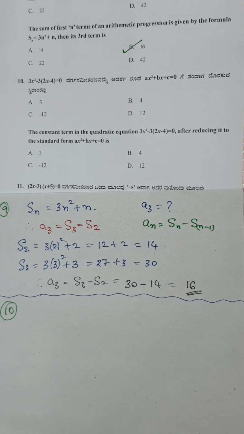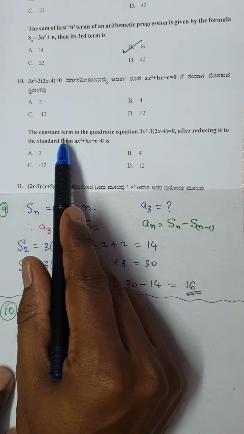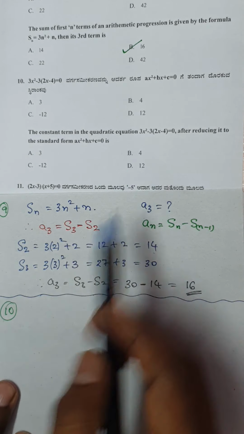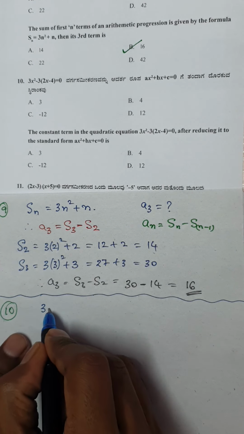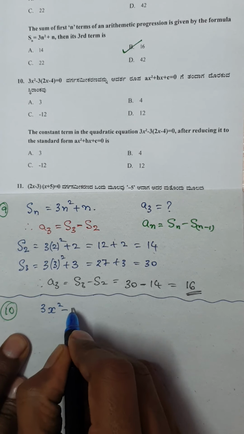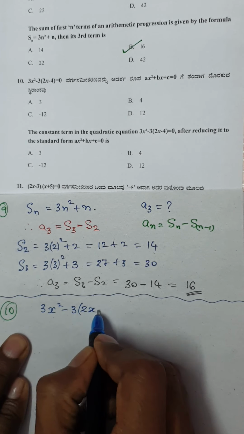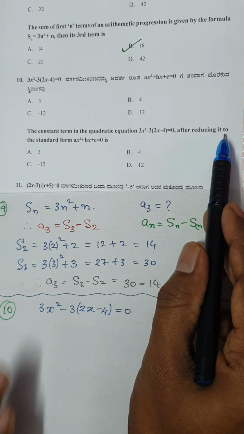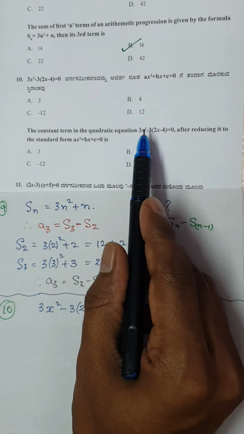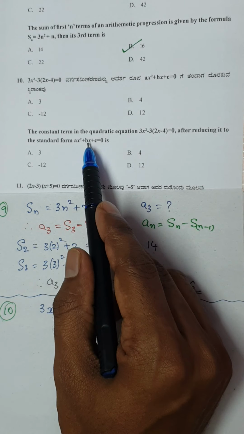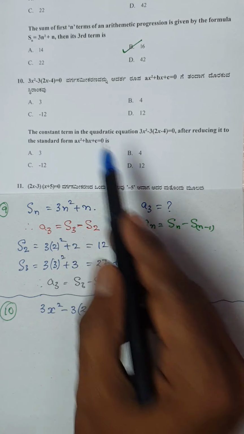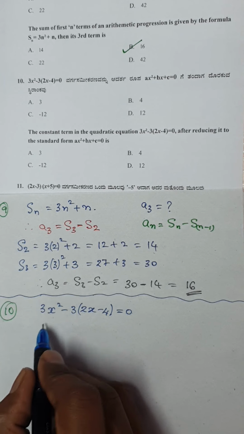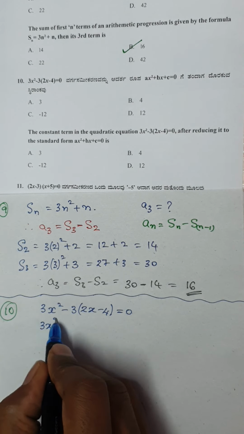Question number 10 is actually a very simple question. The constant term in the quadratic equation, he has given a quadratic equation, let me note it down: 3x square minus 3 into 2x minus 4 equal to 0. After reducing it to standard form, remember always any quadratic equation you have to bring it to standard form, then you have to check for the constant term. It's a very simple question. Let me expand and bring it to constant term.